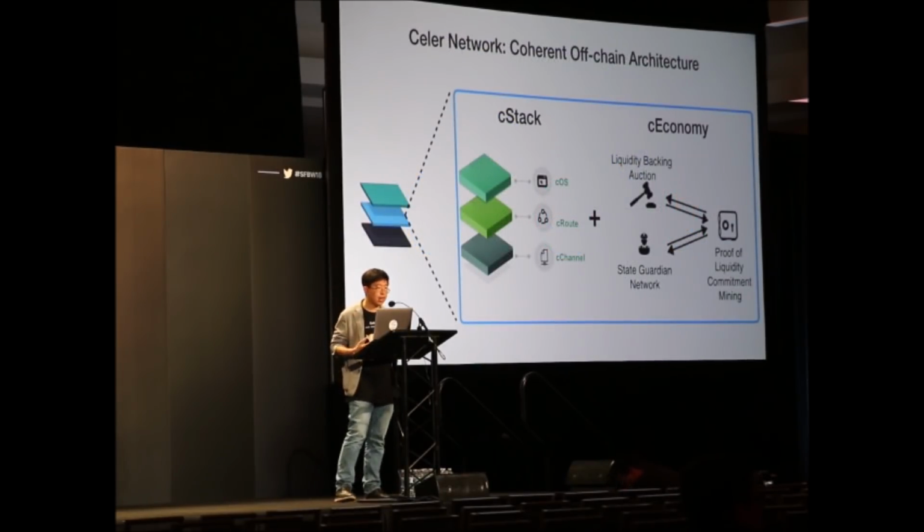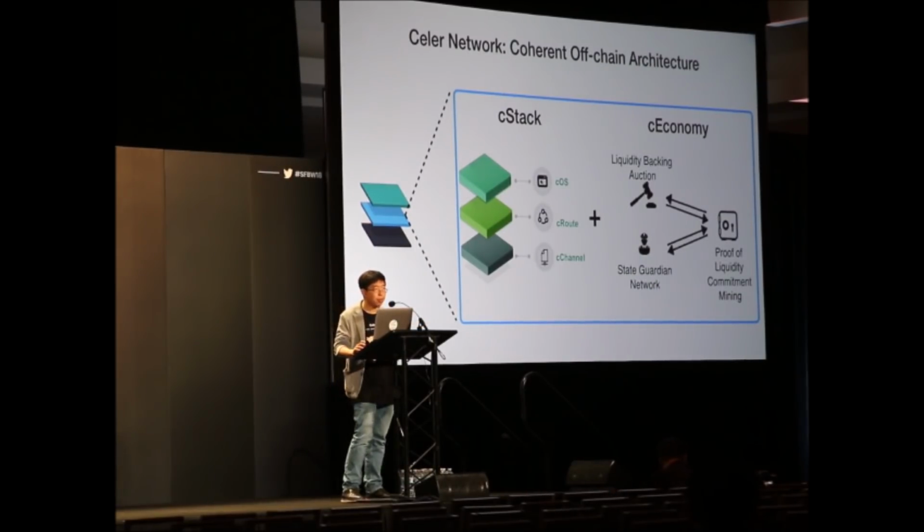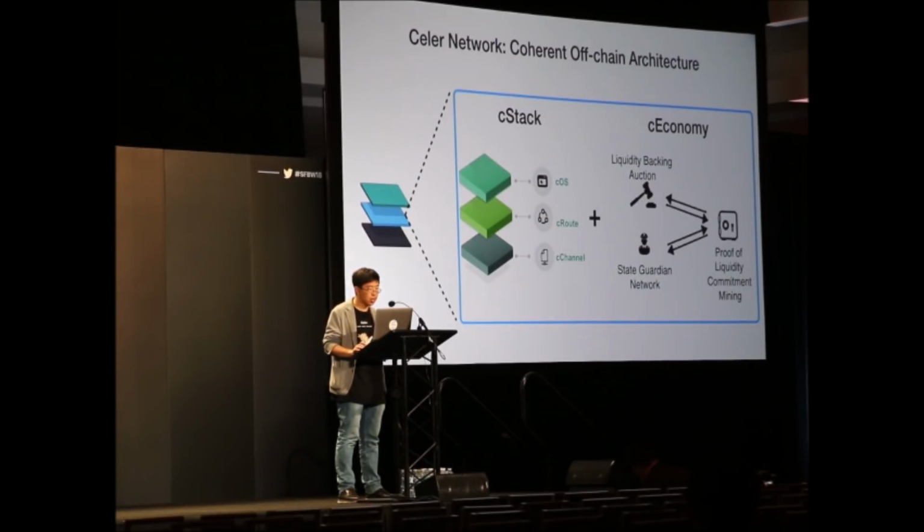So Celer Network is a coherent off-chain scaling architecture. We propose a complete layered technology architecture and also an economic construct. For the technology architecture, I'm not going to go through each of the details here, but just a quick intro. In the lowest layer, we have something called C channel that enables not only off-chain super fast millisecond level payment, but also off-chain smart contract transactions. And on top of C channel, we build an extremely high performance, provably optimal routing algorithm that can route your payment instantly and with about 15 to 20 times higher performance than existing solutions.